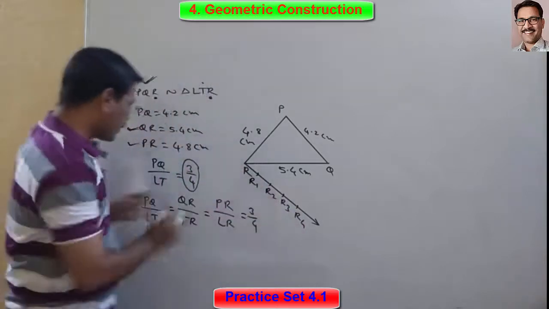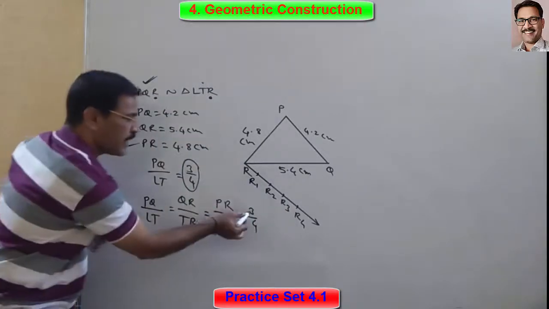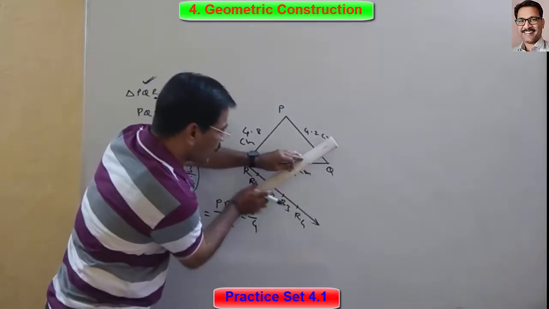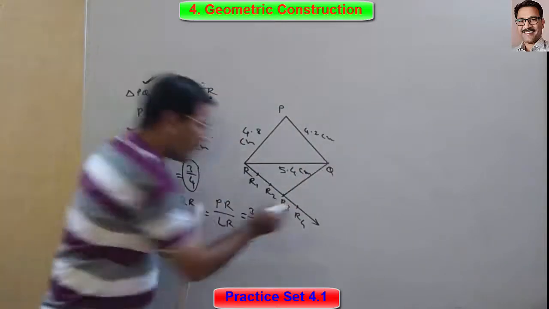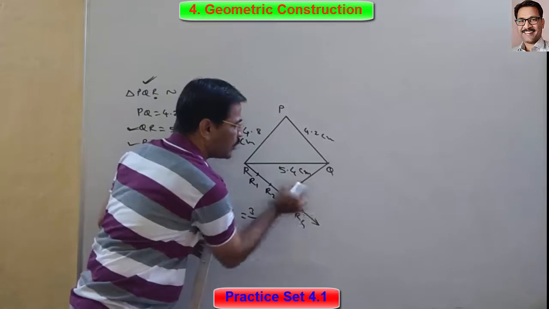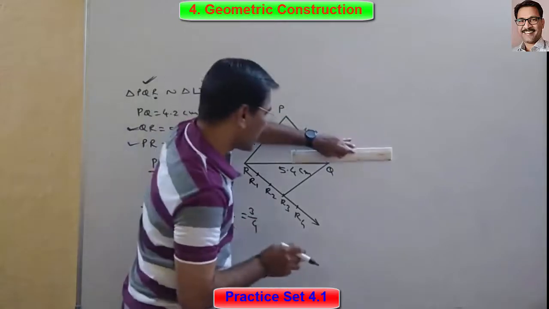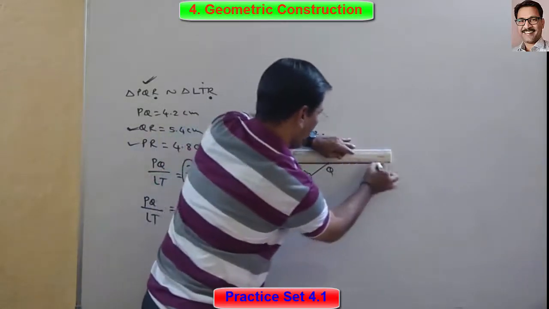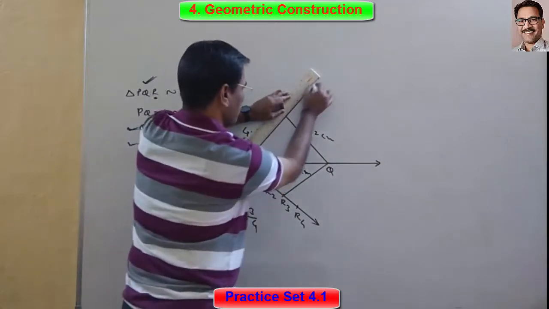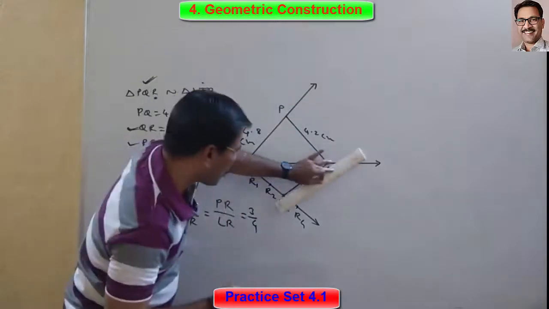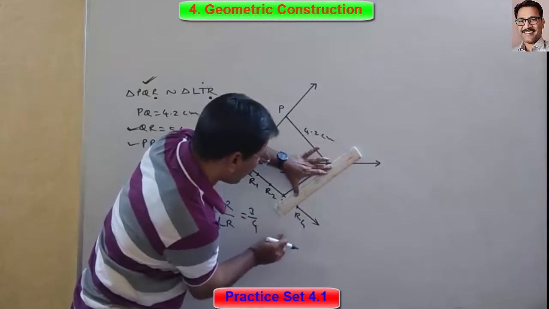Okay, afterwards, because 3 is here, PQR is upside and LTR is downside. So R3 we have to join to this Q, the end point of that base. Afterwards, from R4, we have to draw one parallel to this QR3. For that I will just extend this RQ here, and this RP as well. Now just try to draw one parallel to this segment from R4.